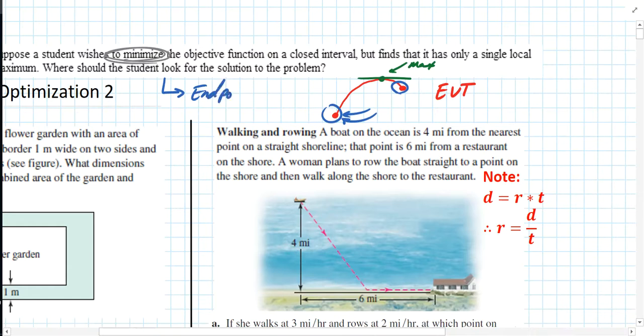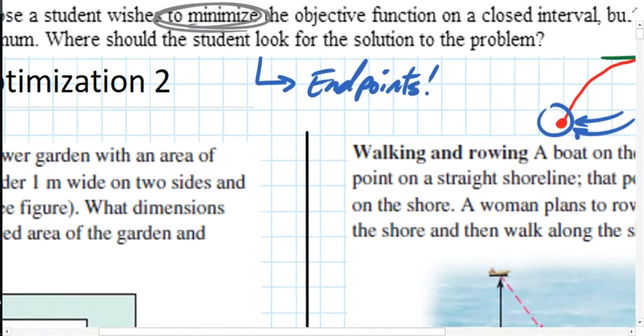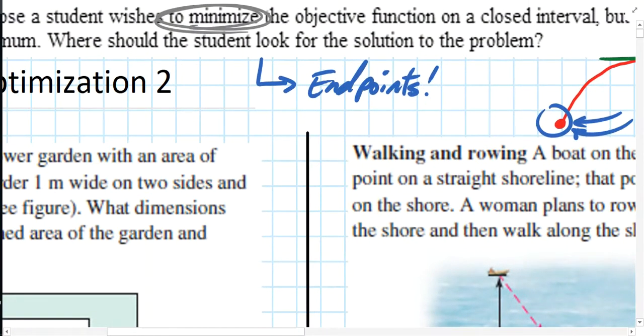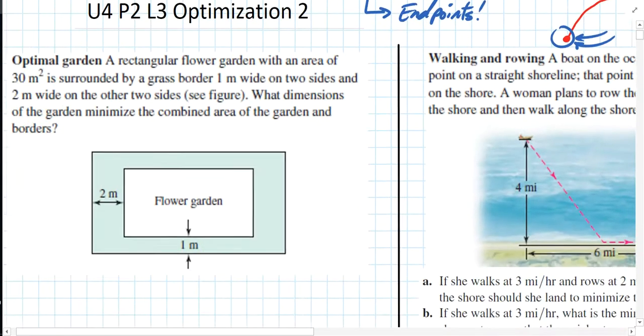I don't think we're going to actually encounter that with these examples today, but it is worth noting that if we don't find our solution nicely like we have in the last few examples, it would be a good idea to check the endpoints of our domain or the endpoints of our interval.